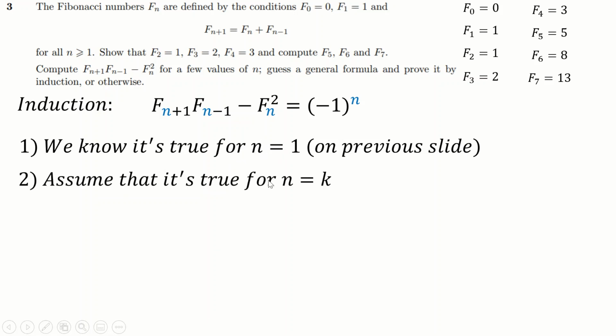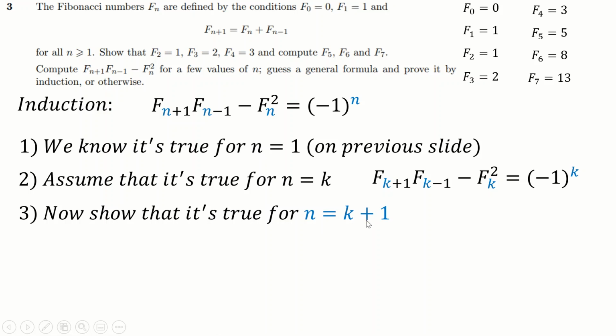Again, assume that it's true for n is k. So I'm going to put n is k into these and assume that this is true. That's true. And now I need to show that it's true for n is k plus 1. So now I need to prove this, replacing all those n's here with k plus 1s.